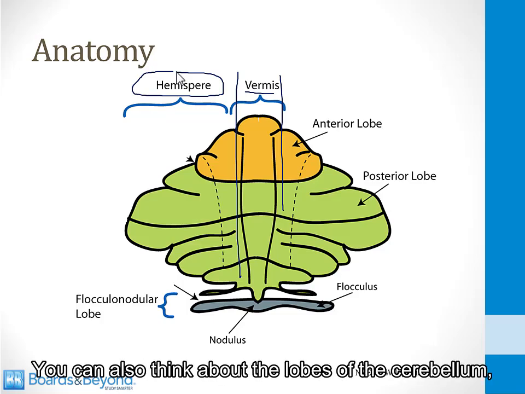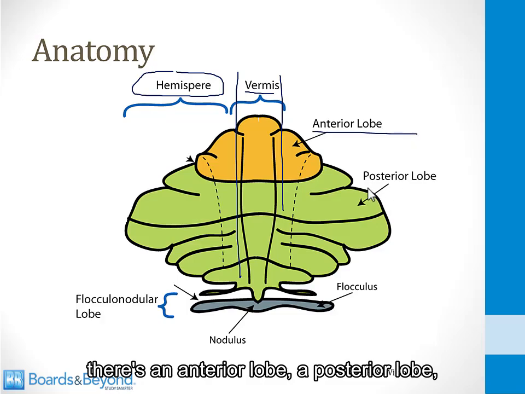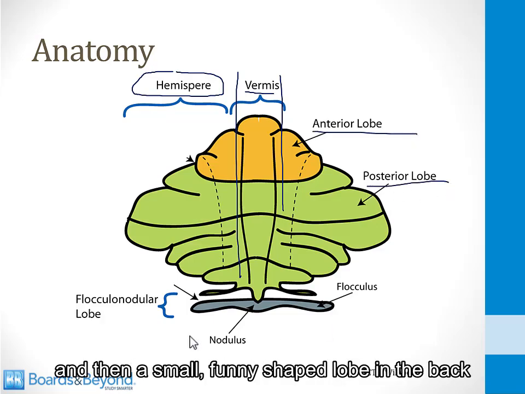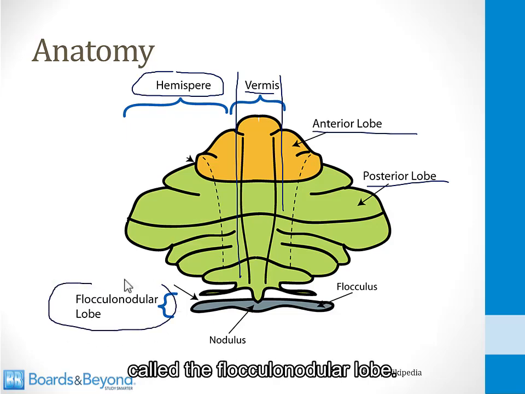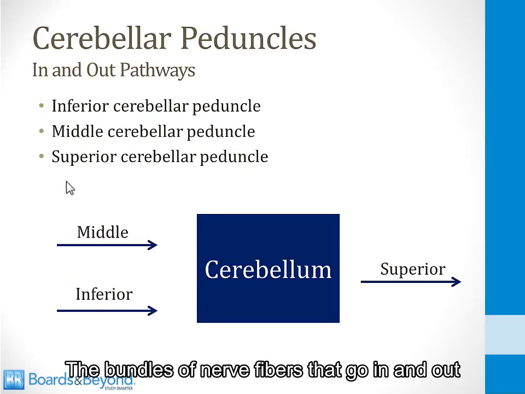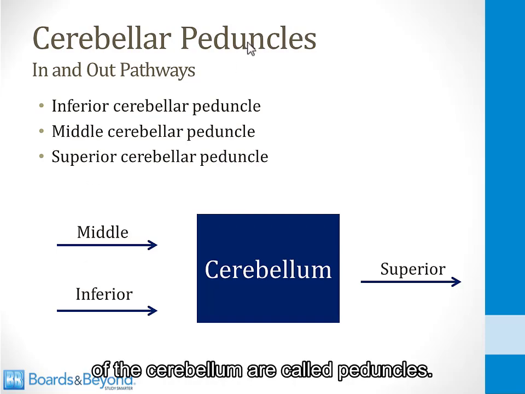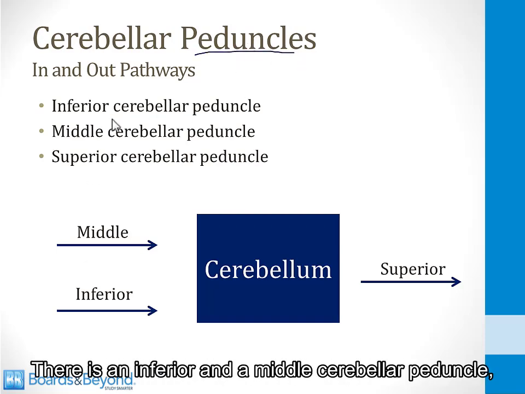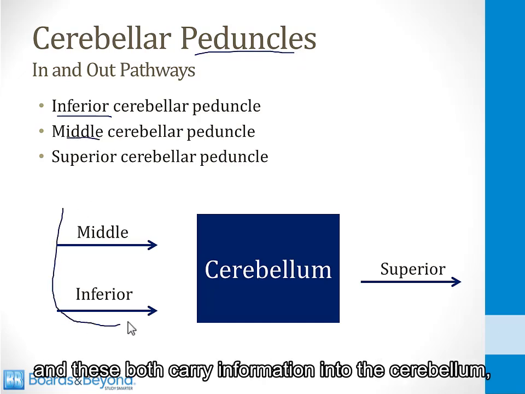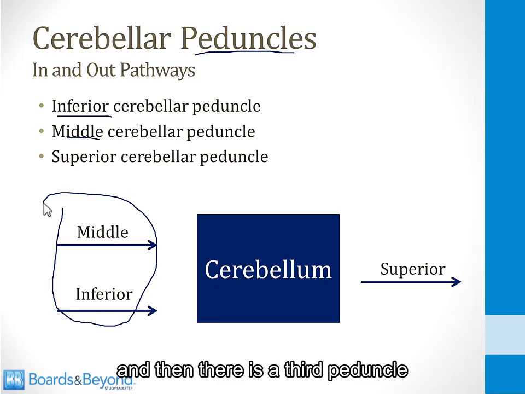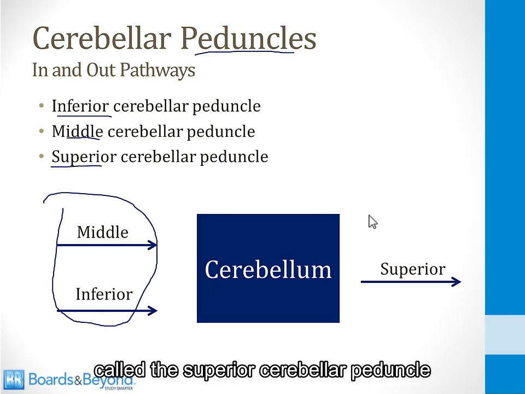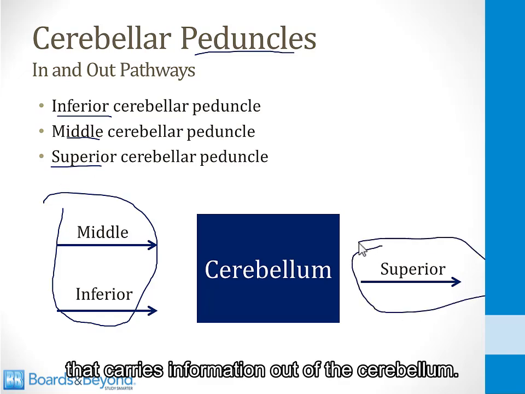You can also think about the lobes of the cerebellum. There's an anterior lobe, a posterior lobe, and then a small funny-shaped lobe in the back called the flocculonodular lobe. The bundles of nerve fibers that go in and out of the cerebellum are called peduncles. There is an inferior and a middle cerebellar peduncle, and these both carry information into the cerebellum. And then there is a third peduncle called the superior cerebellar peduncle that carries information out of the cerebellum.